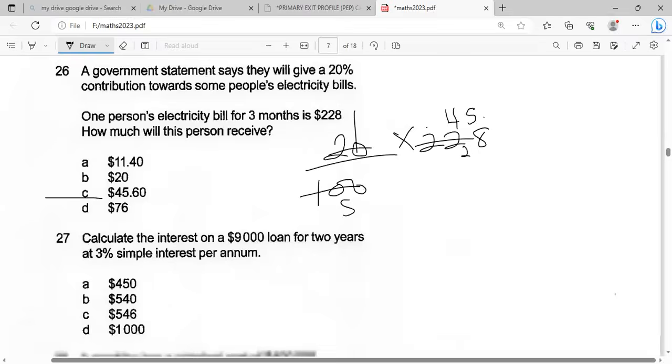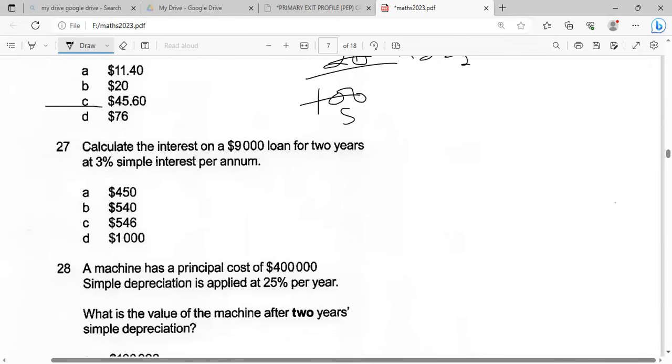26. 27. Calculate the interest on a $900 loan for 2 years at 3%. And again, simple interest is the principal times the rate times the time. And of course, the 100 comes from the percent. 9 times 2, that's 18. 18 times 3, 54, so it's 540.